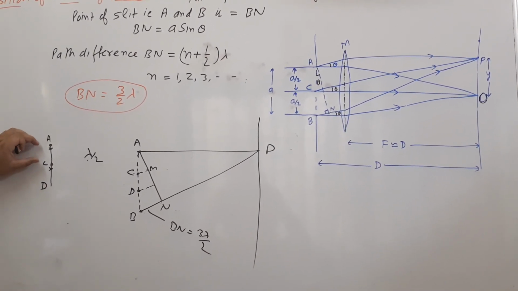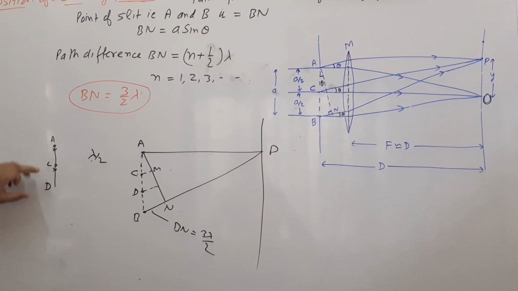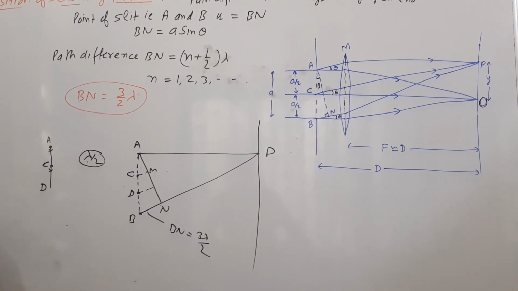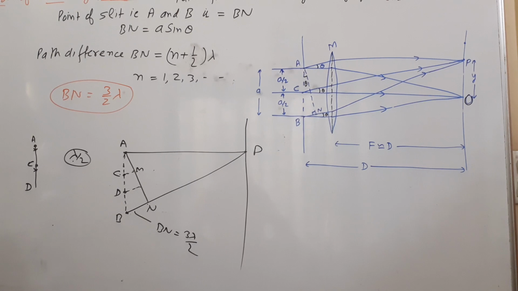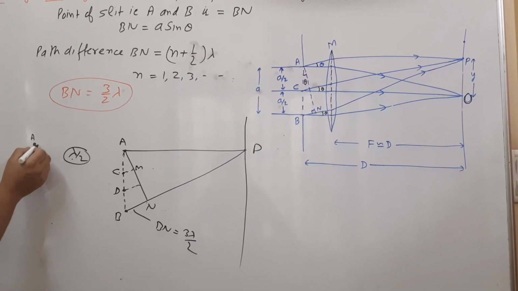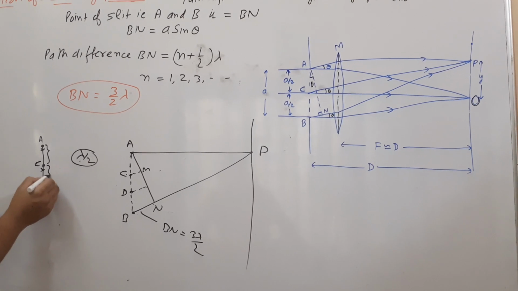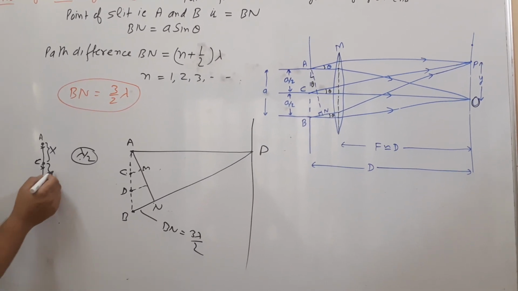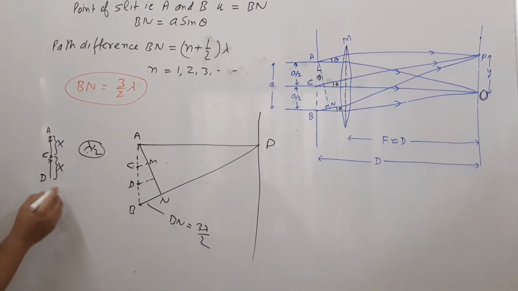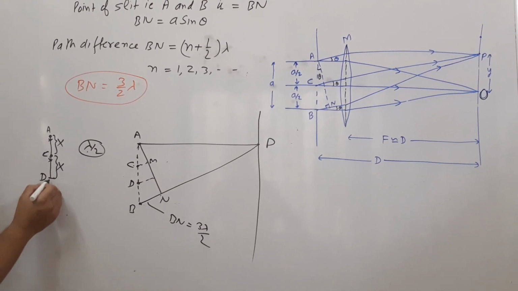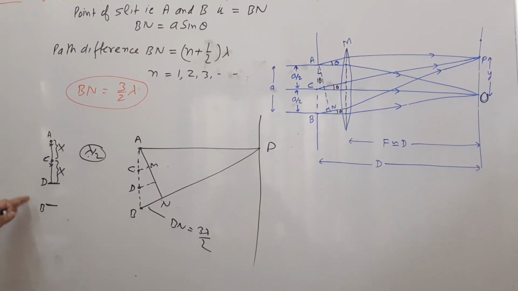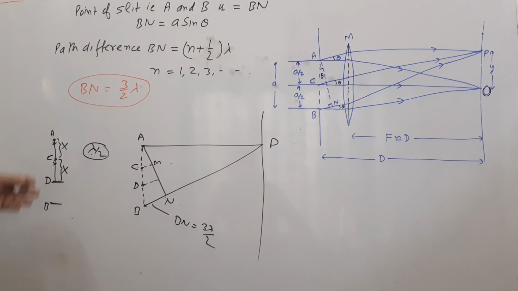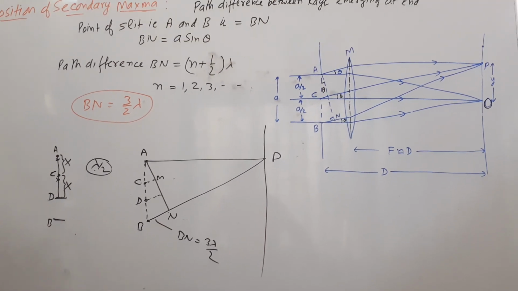If you see the corresponding part of AC and the corresponding part contained by CD, they have path difference lambda by 2. So they will form destructive interference, or you can say this corresponding part of AC will cancel out the corresponding part of the wave coming out from CD, they will cancel out each other. Only DB, the last part, the third part, remains the same, and due to this the emerging light will reach at point P and they will form the position of secondary maxima.